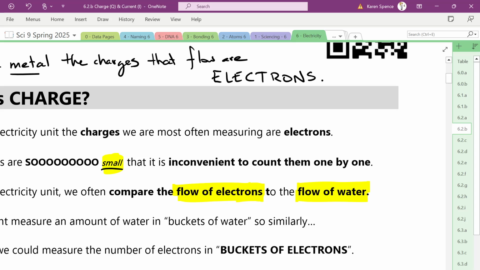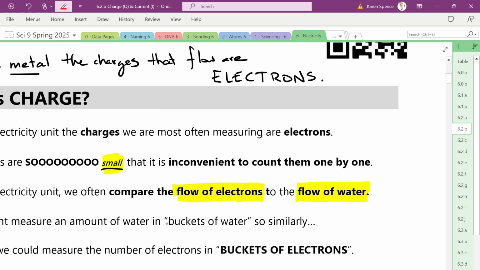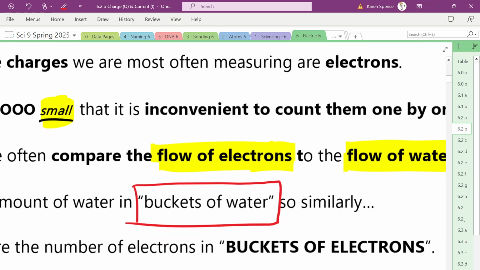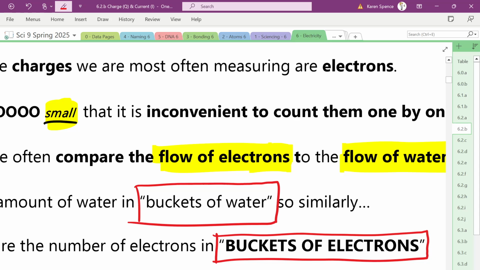So we're comparing the flow of electrons to the flow of water. Now, you might measure water in buckets. Okay, so we might have a bucket of water. All right, so what we're going to do similarly is we are going to measure our number of electrons in buckets of electrons.